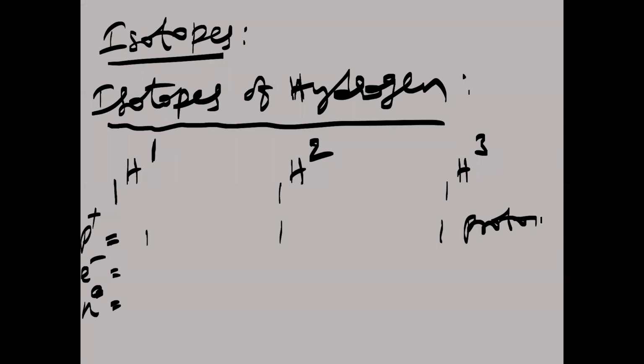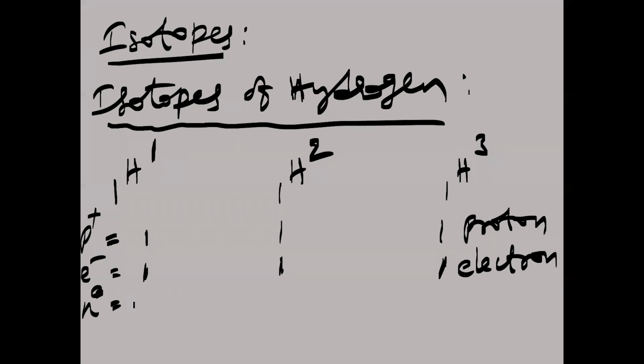All contain 1 proton each. Number of electrons, how many in the neutral atom here? No charge anywhere, that's why it is a neutral atom. Neutral atom means the number of electrons will be equal to the number of protons. So one electron, one electron, one electron. In all the three species, the number of electrons will be the same.